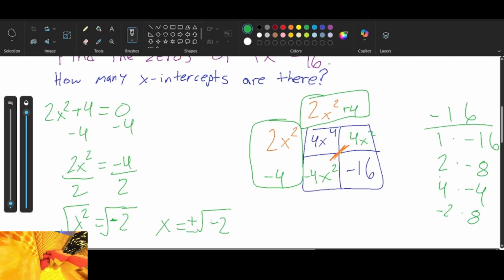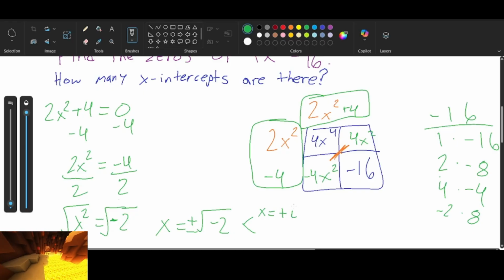But then I also see that I have a negative under my square root, right? So this is actually going to give me two x values. This is going to give me x equals a positive square root of negative 2. Well, I know the negative gives me an i on the outside, and I don't know how to take the square root of 2. That gives me some decimal, so I'm just going to leave it under the radical. And then I know I also get x equals a negative i square root 2.